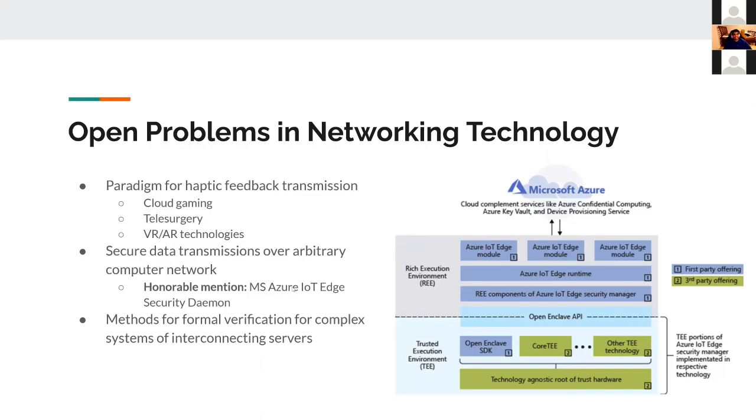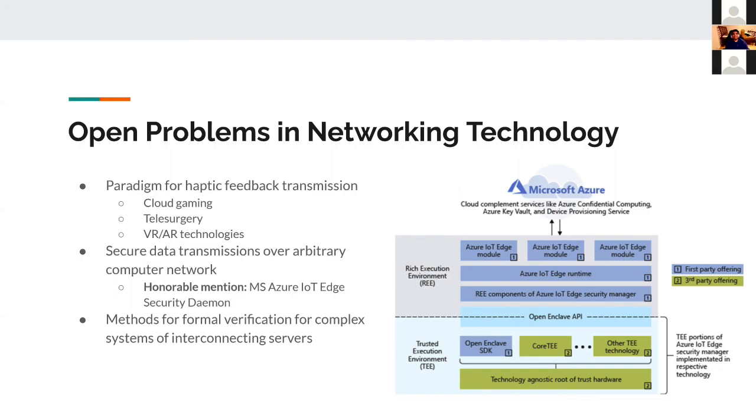Aside from that, security is a very big open problem in networking technologies, especially as networks get bigger and more widely used. People are figuring out more and more ways to hack them. An honorable mention here goes to Azure's Internet of Things edge security system. They designed the system as visualized here, where there's a Microsoft-designed execution environment that sits on top of your existing execution environment and figures out what's secure and what's not, and only lets through the requests whose security it can guarantee.